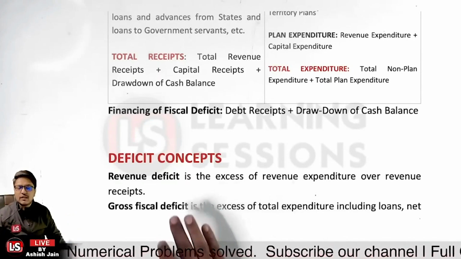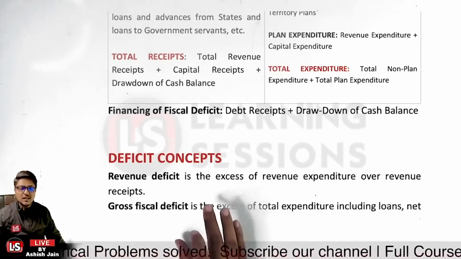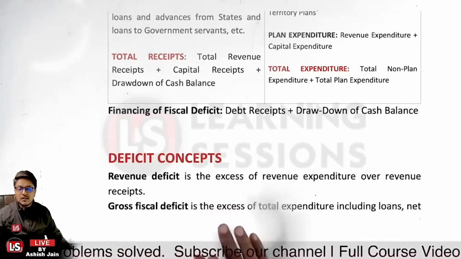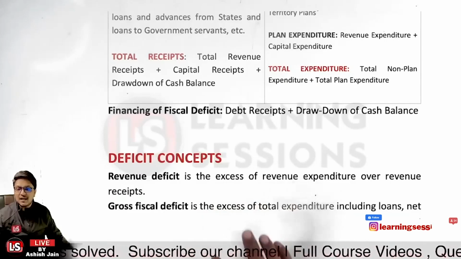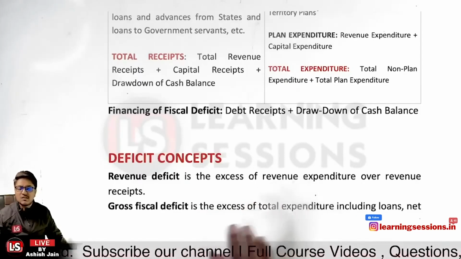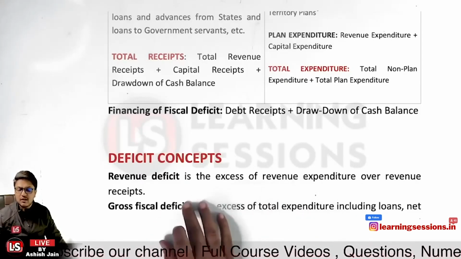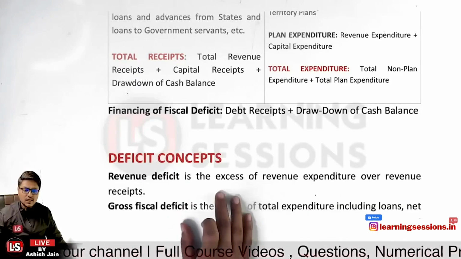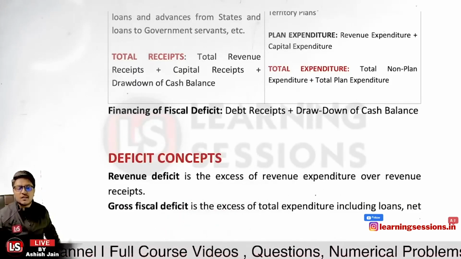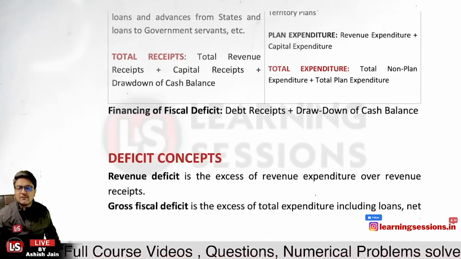Okay, so revenue deficit is basically what? If the revenue expenditures are exceeding the revenue receipts, it is basically the revenue deficit. It is basically related to revenue deficit. And whenever we say gross fiscal deficit, it means what?